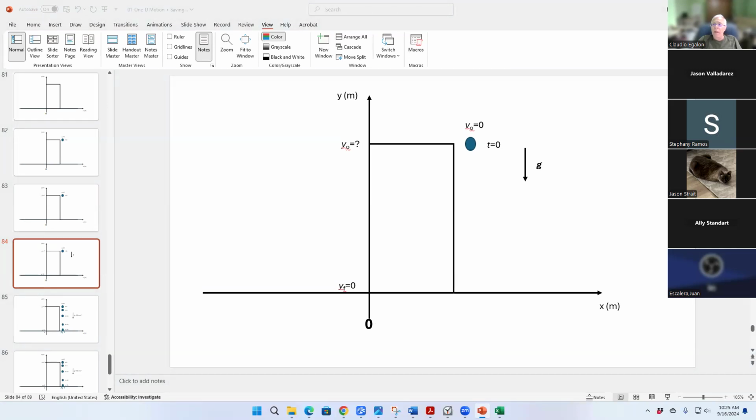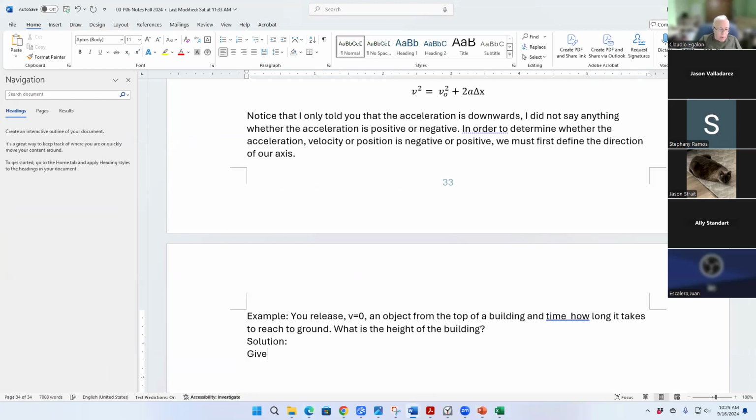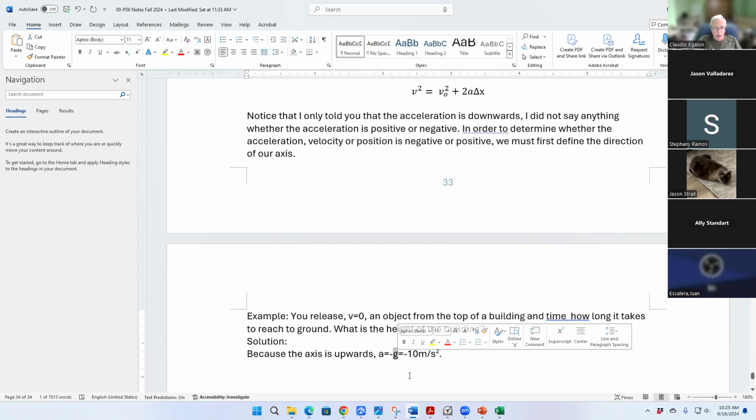So the problem is the following. Given, now very important, because the axis is upwards, the acceleration is going to be equal to minus g, which is approximately minus 10 meters per second square, with a negative sign. G itself is always said to be positive. Most books adopt this convention.